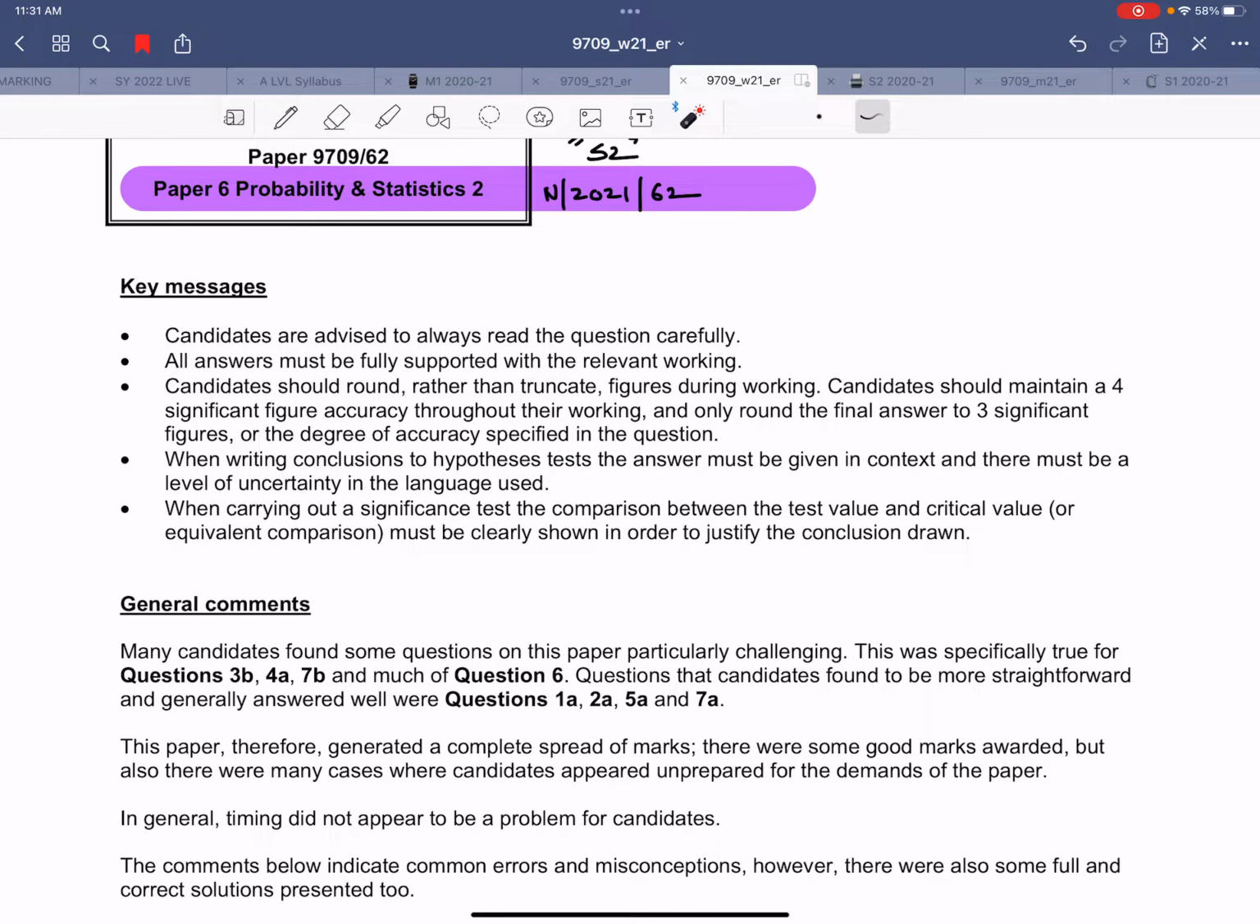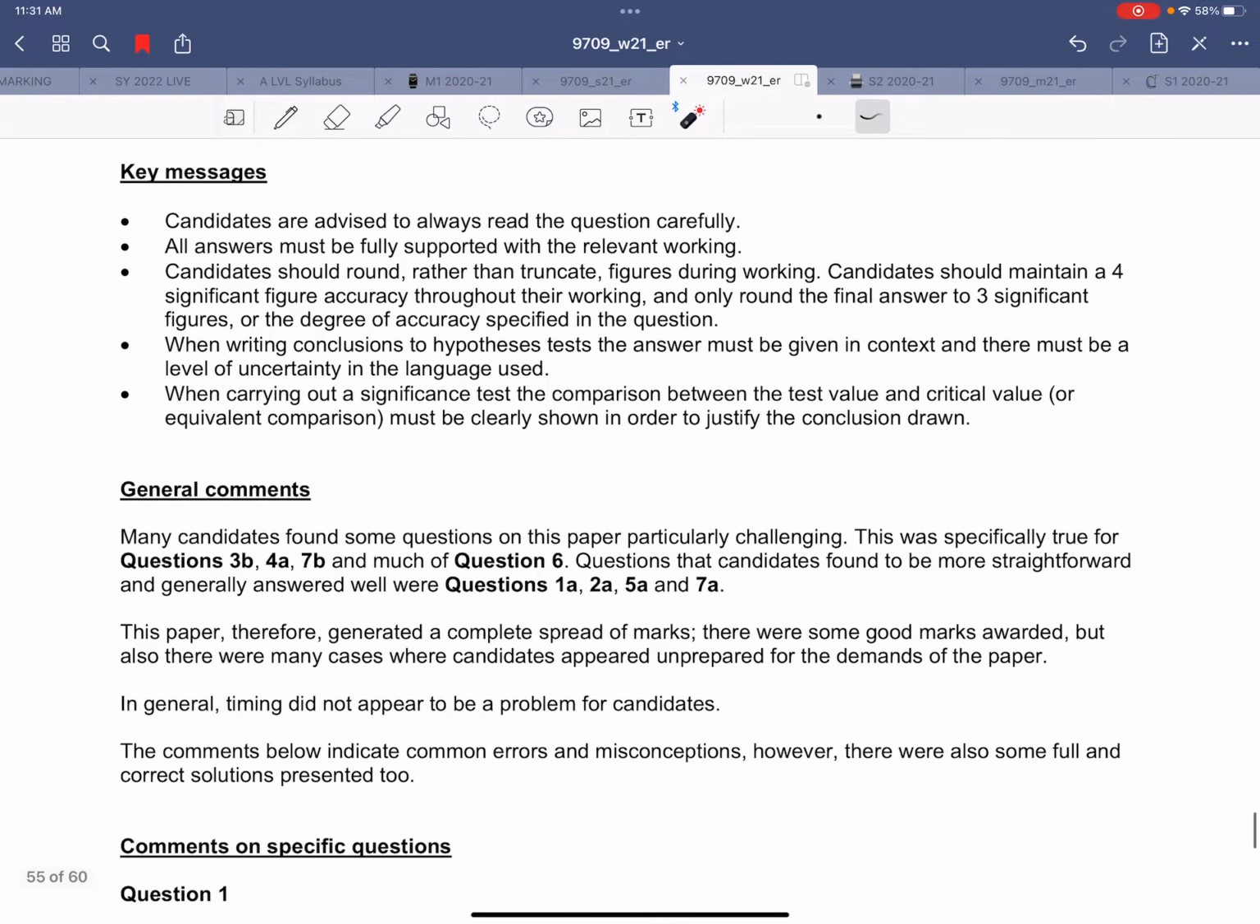When writing conclusions to hypothesis, the answer must be given in context and there must be a level of uncertainty in the language used. That means sufficient evidence, insufficient evidence, something like that. Don't write in black and white. When carrying out a significance test, the comparison between the test value and the critical value must be clearly shown in order to justify the conclusion drawn.